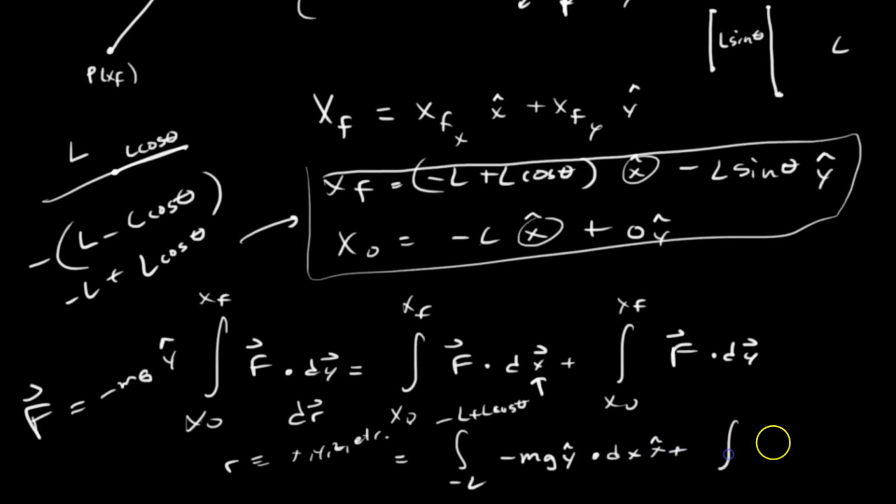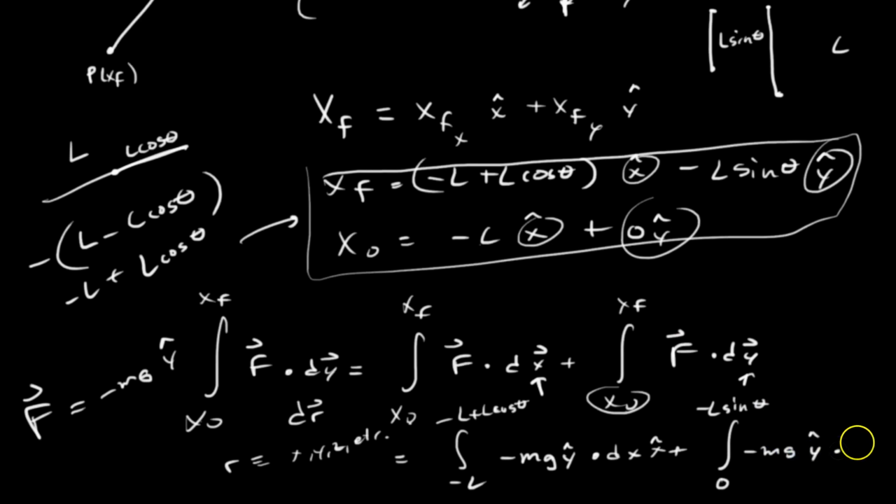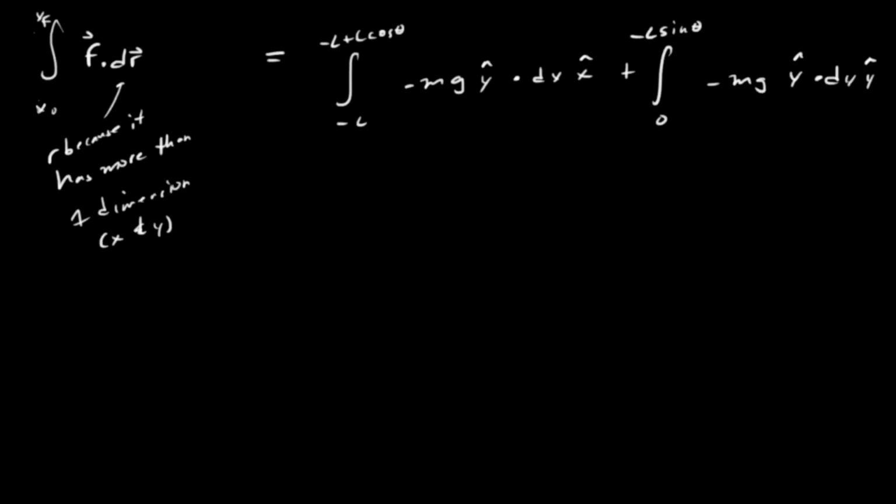Okay, plus the integral. Now it's going to be y. So let's look at the y components. Bam and bam. Negative L sine of theta. Oh, that's xf. Wrong. So be careful. We're starting from x0. x0 is 0 in the y direction, and xf is negative L sine of theta. What's the force? Negative mg in the y direction dot dy in the y direction. Okay. So let me rewrite that real quick. Okay, so I've just rewritten it over here.